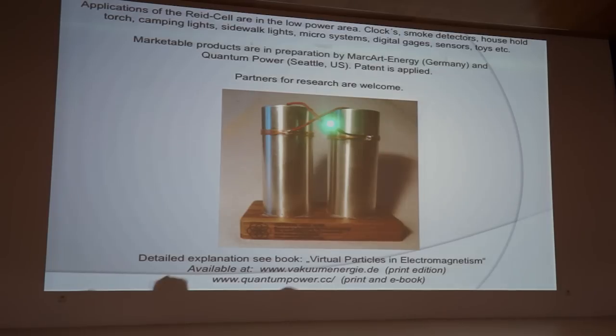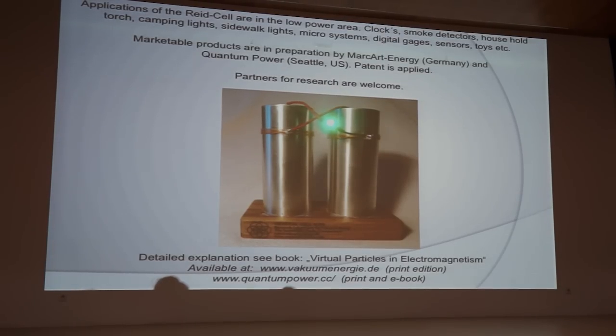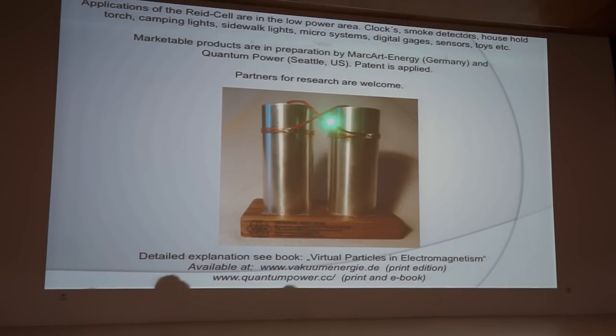I'm coming to the end. The applications of the Reid cell are in the low power area, like clocks, smoke detectors, household torch, camping lights, sidewalk lights, microsystems, digital gauges, sensors, toys, and whatever. Marketable products are in preparation by Markout Energy in Germany and Quantum Power in Seattle. My partner from Seattle, Mark Cuthbert, is here in the audience as well. Partners for research are welcome.